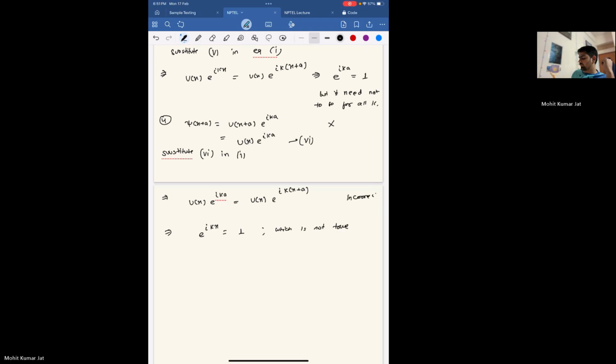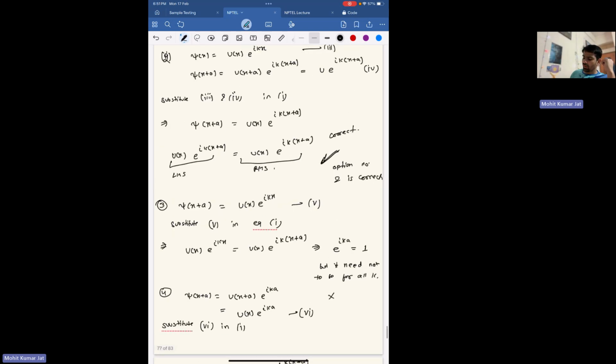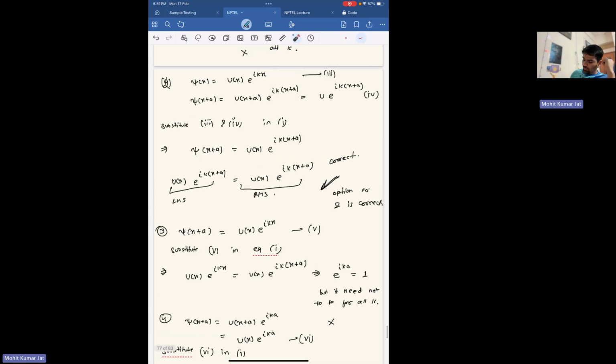So the correct option which survives in this case is option number 2, that is psi of x is equal to u of x e to the power i k x.